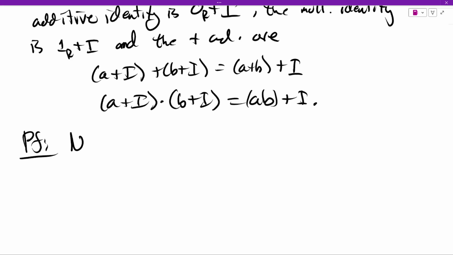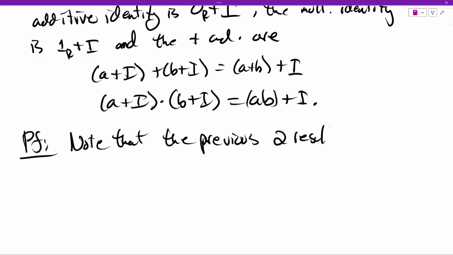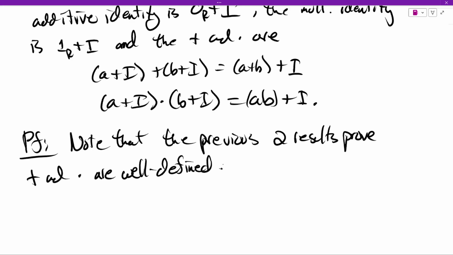Proof. Let me just note that the previous two results prove that plus and dot, addition and multiplication, are well-defined operations. We're not going to get anything weird, like more than one result for a product. So we've already proven that. Let's go through now the ring axioms. Let's go through the additive ones.